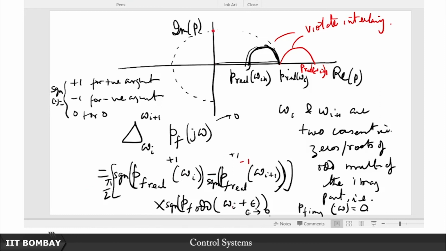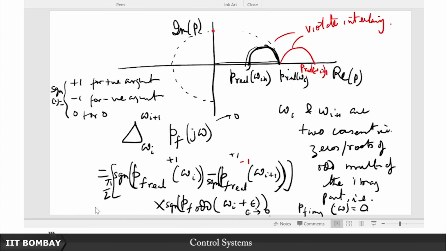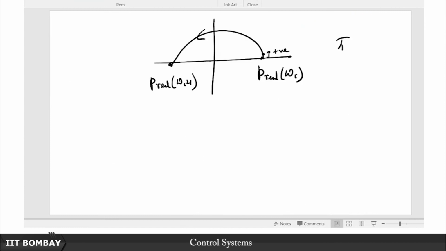And what about this? Look at this. This is nothing but the value of the odd part if you go just epsilon ahead of omega I. So if you go epsilon ahead of omega I, that is some point here. What is the value of the imaginary part? It is positive. So therefore you see that this turns out to be indeed equal to pi, which it should from this sketch. The net phase change as you go from omega I to omega I plus 1, the net phase change of p is pi, and this satisfies this.